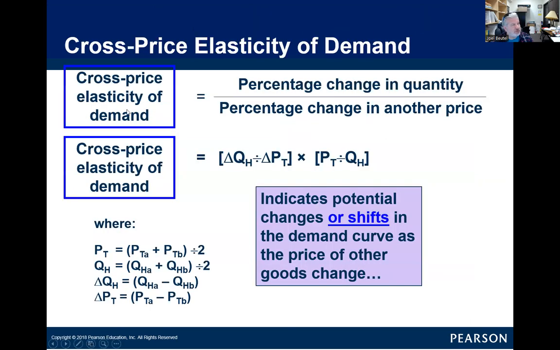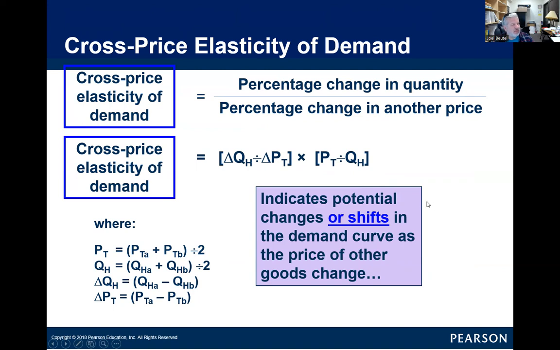Okay, so cross-price elasticity of demand. This is for substitutes or complements, right? Goods we consume together or goods we substitute for each other. We look at the percentage change in quantity of one good, divided by the percentage change in price of another. I'll leave it to you guys to insert all of these and create the big formula. But we're just looking at the change in the quantity of H divided by the change in the price of good T, times the price of T divided by the quantity of H.